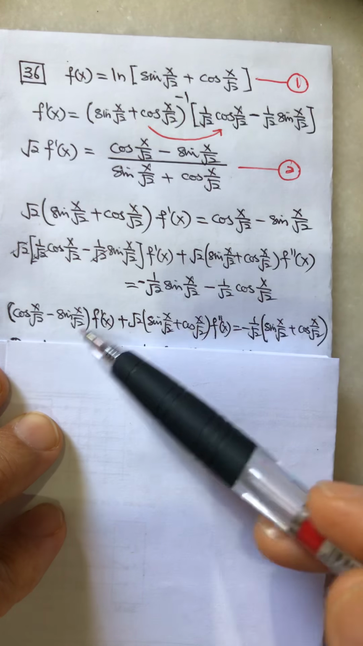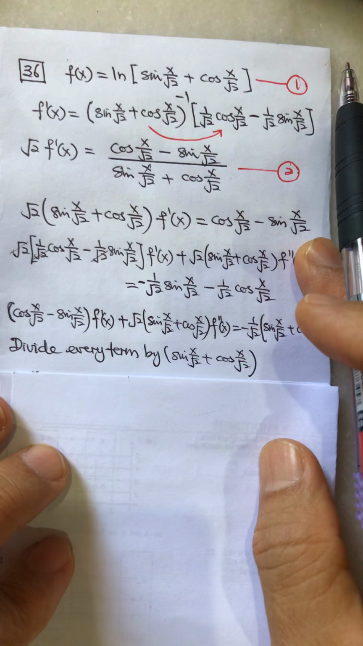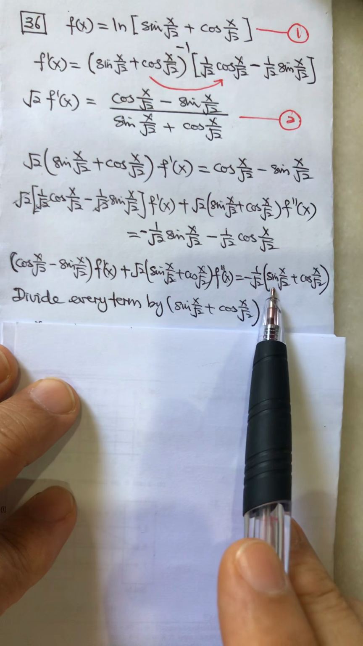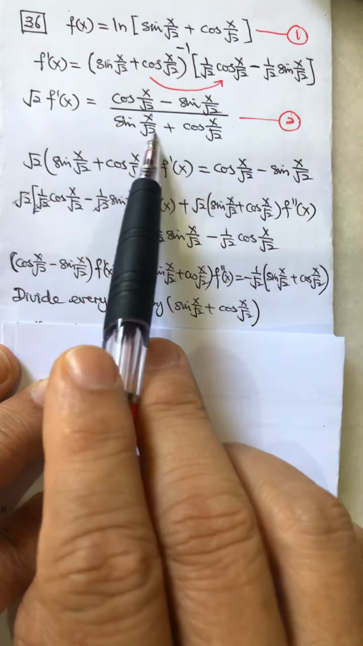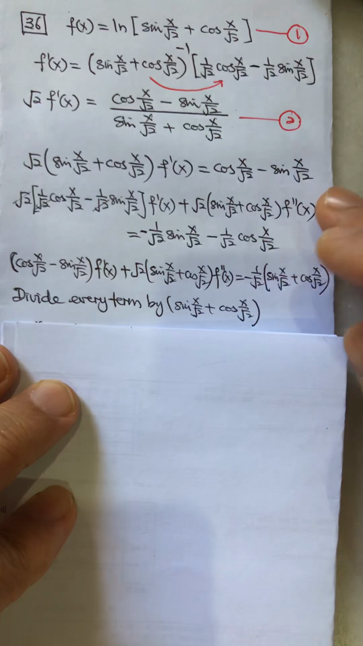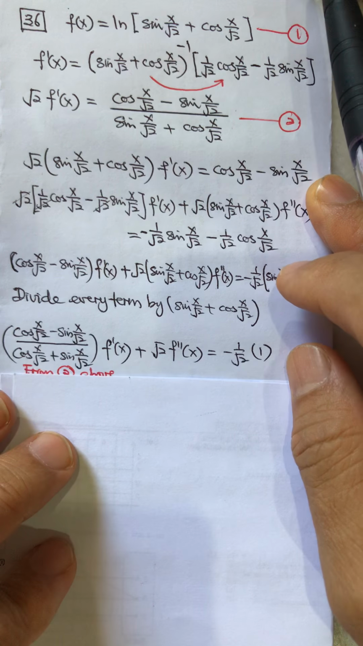I can divide, you see. I divide every term by this. Why do I divide? Because I want to get something like this. So once I divide, I will get this. You see?